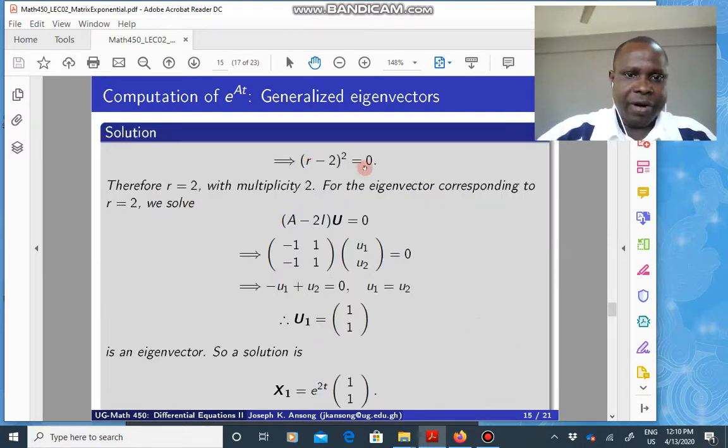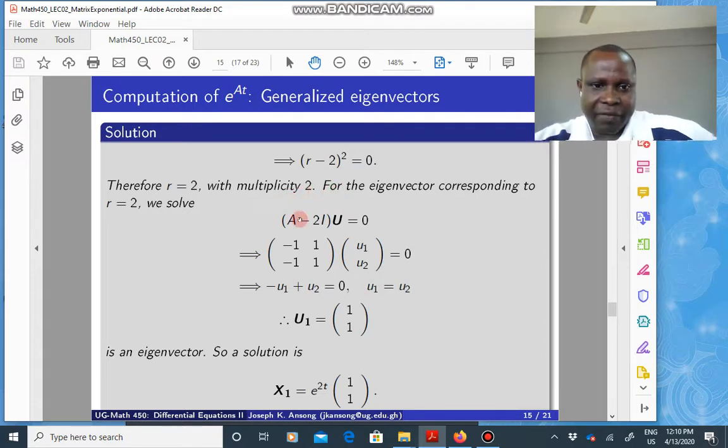You can rewrite it and you have that. So you have an eigenvalue of 2, which has a multiplicity of 2. So you expect to have 2 generalized eigenvectors. For the first eigenvector, you solve (A minus rI)u equals 0. r is 2. Here is your u, let's call it u1 and u2. Compute this and you have your eigenvector as (1, 1). We have done this before, so that's easy. So a solution is given by e to the rt, r is 2, times your eigenvector.